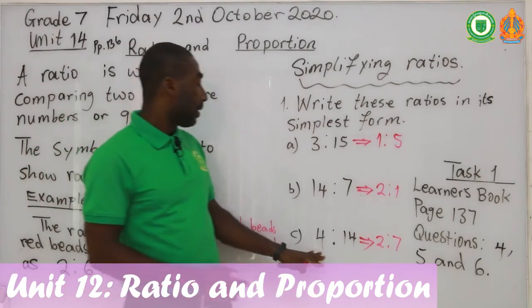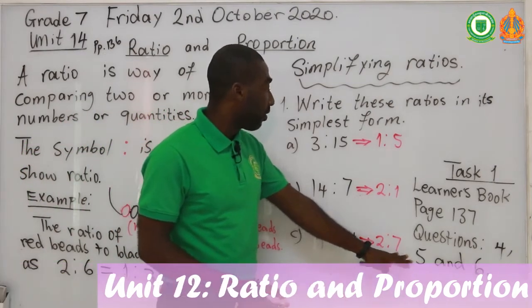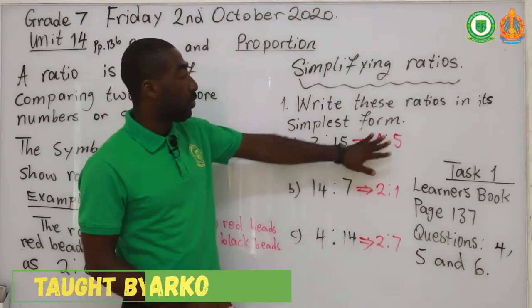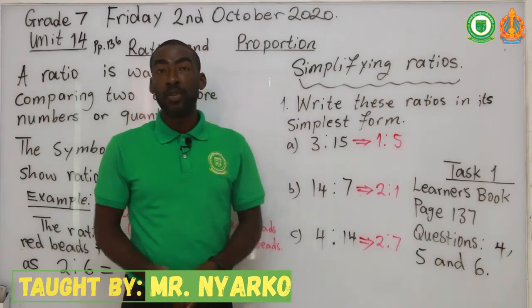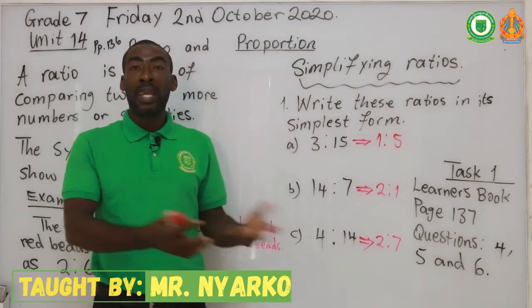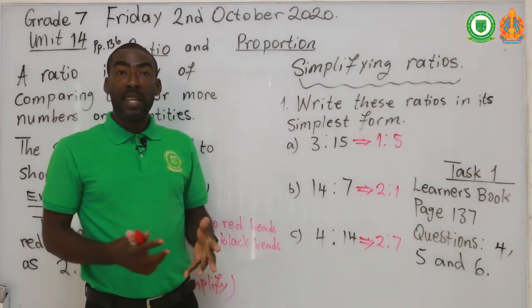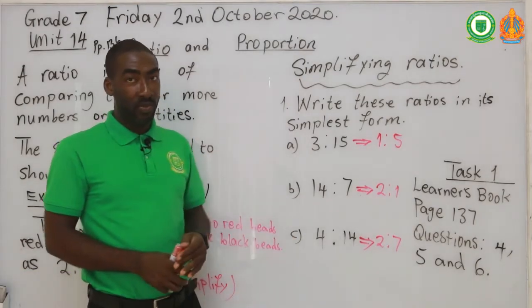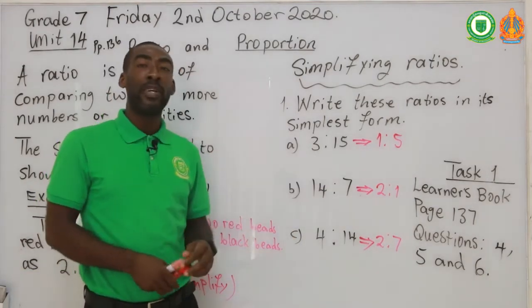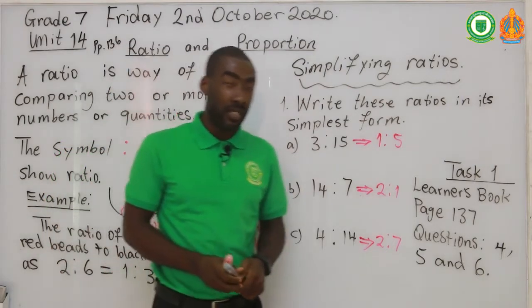Okay, so once you reach here, it means that you cannot go any further. So this becomes your simplified ratios that you have to end at. I hope that you have understood this one, and you can move forward to our first activity on this video.